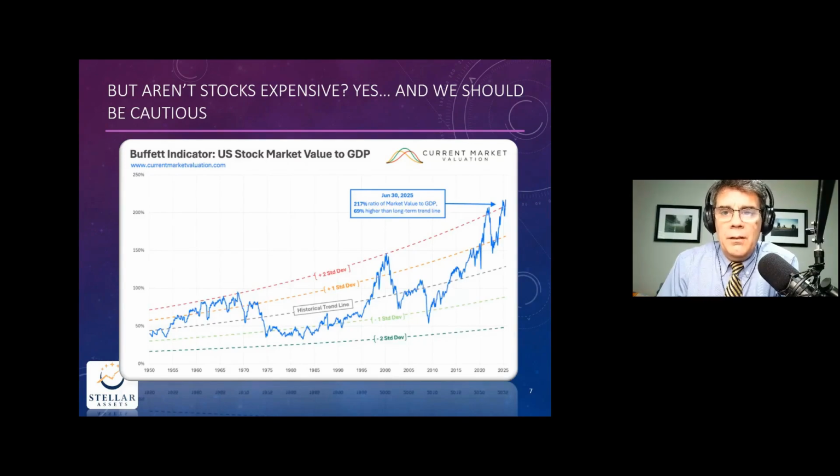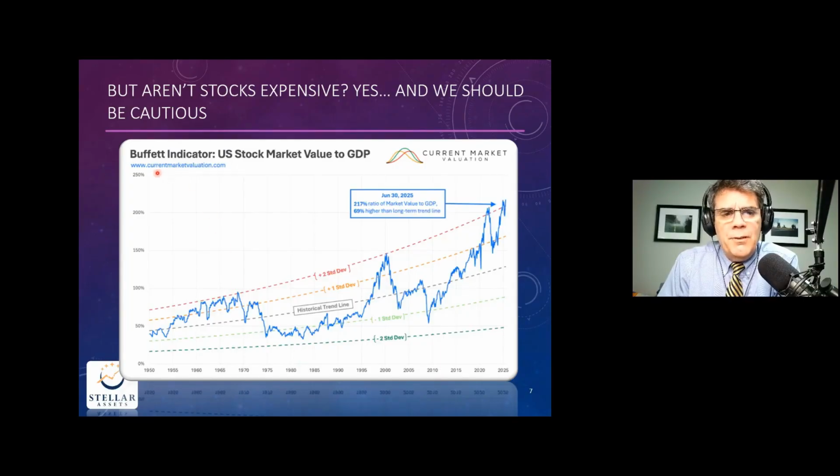Stocks are great in the long run, but what about the short run? You might be thinking stocks are expensive. And yes, you would be right. And yes, you should be concerned. This slide might be a bit confusing to you. I'll walk you through it. But again, if you want a more detailed explanation, please book a one-on-one meeting.